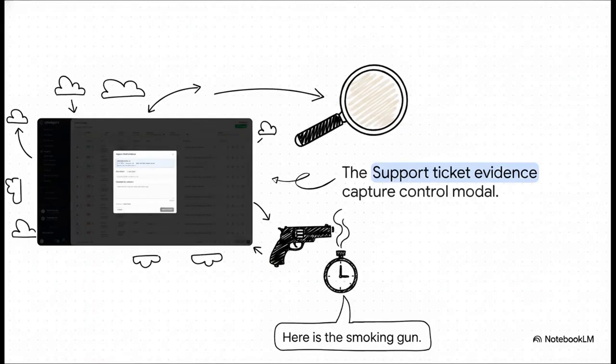Grabbing that evidence is super straightforward using the Support Ticket Evidence Capture Control modal. So wherever you are in the Cloudgate suite, if you spot the issue, you just click the capture icon. You pick the ticket, maybe type a short comment for your colleagues like, "Hey, here is the smoking gun," and hit attach. Just like that, the system state is now permanently frozen on your ticket.